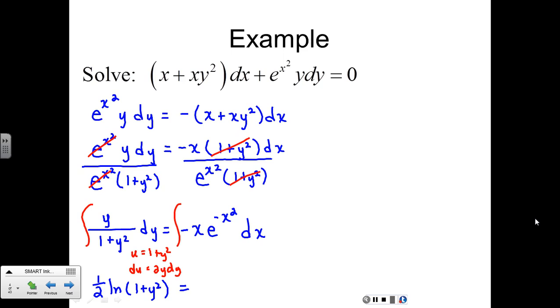But this will work. Du then would be negative 2x dx. I have the dx. I have the x. I even have the negative. I don't have a 2. So my compensation will be the 1/2 integral of e to the u du.